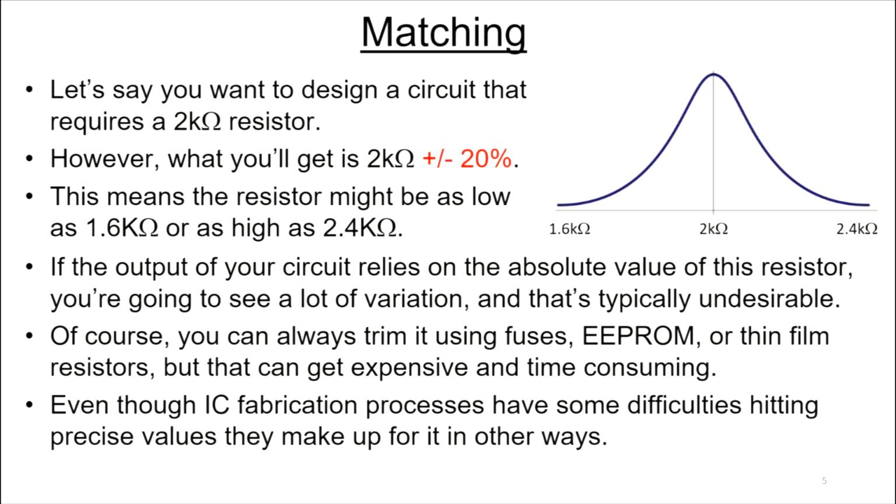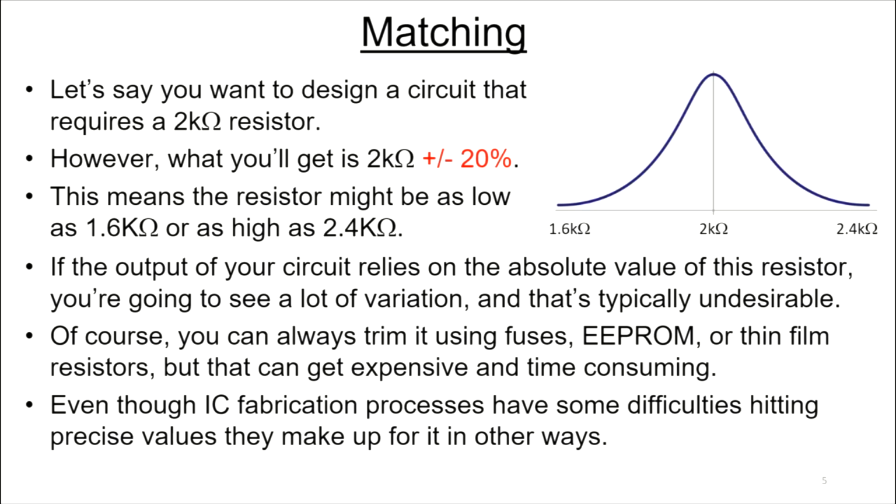Okay, so let's say you want to design a circuit that requires a 2K resistor. However, what you're going to get is maybe 2K plus or minus 20%. So that means that resistor might be as low as 1.6K and as high as 2.4K. So if the output of your circuit relies on the absolute value of this resistor, you're going to see a lot of variation. And that's typically not what you want. It's typically undesirable. Now, of course, you can always trim it using fuses, EEPROMs, thin film resistors. All that stuff is expensive and time-consuming. We'd like to avoid that if possible, or at least minimize trim.